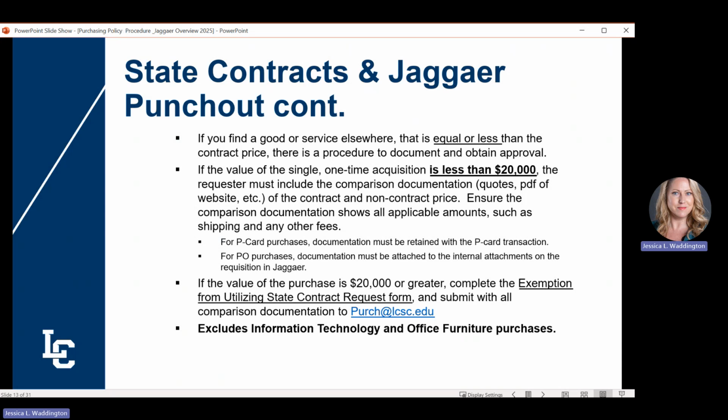If the value of that purchase is going to be $20,000 or greater, there's an exemption form on the purchasing site linked here. Please note this doesn't exclude information technology and office furniture purchases. For more information, contact purchasing with any questions.